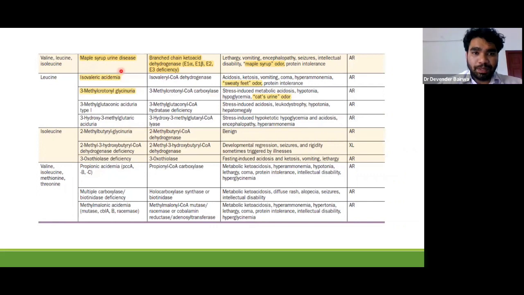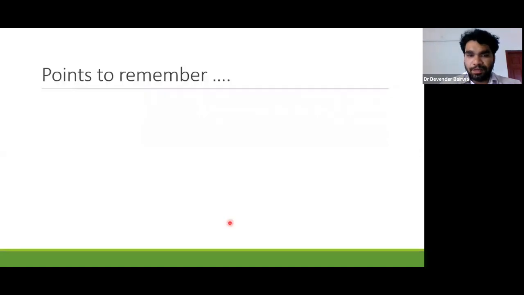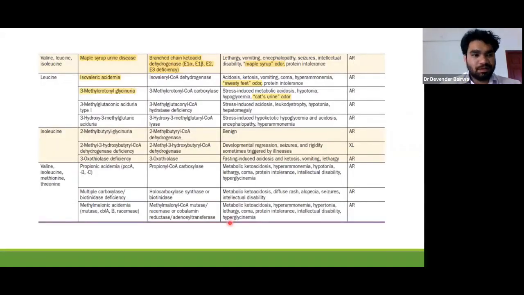Coming to maple syrup urine disease. This is basically because of a defect in branched-chain keto acid dehydrogenase. There can be a defect in E1 alpha, E1 beta, or E2 deficiency. The characteristic feature of this disease is a maple syrup odor in the urine and in the secretions. Then coming to leucine defects, isovaleric acidemia presents with sweaty feet odor, and 3-methylcrotonyl glycinuria presents with cat's urine odor.